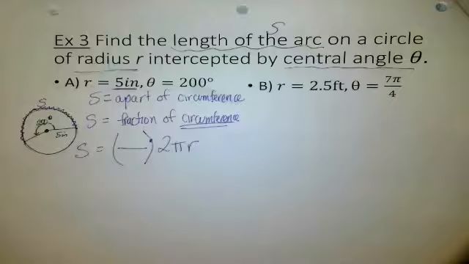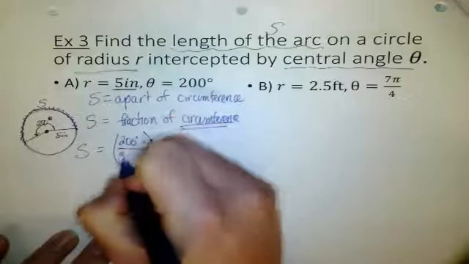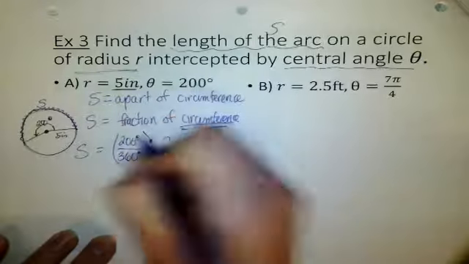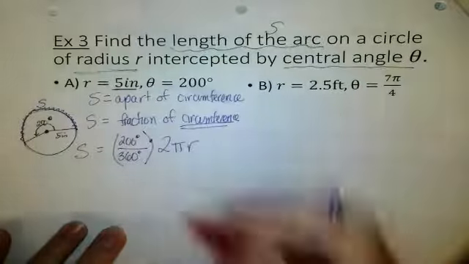What's our fraction? We have 200 degrees. 200 out of how many? 360. 200 degrees out of 360 degrees. That is our fraction. 360 degrees would be our total circumference, the whole thing. We have 200 degrees out of the full 360. There's our fraction.